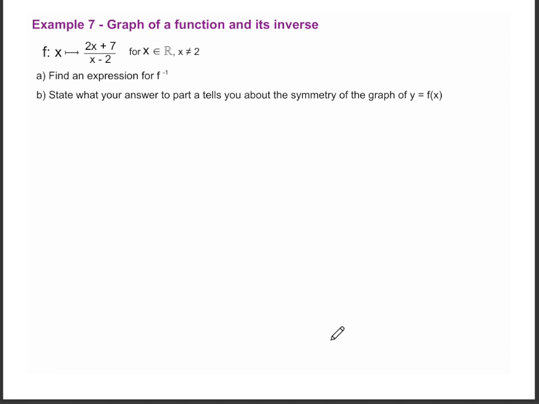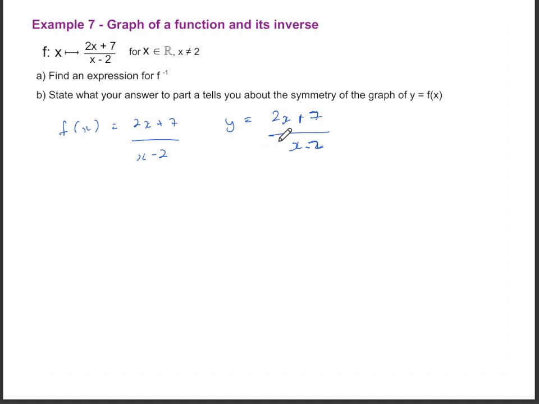For our final question, we're going to look at something known as symmetry. So look at this function right here, and let us find its inverse. Okay. So if we have f of x equals (2x plus 7) over (x minus 2), we want to find the inverse of it. So obviously we make it y equals (2x plus 7) over (x minus 2). And let's go on to the original way again. So let's make x the subject, and then from there, we change the x for the y.